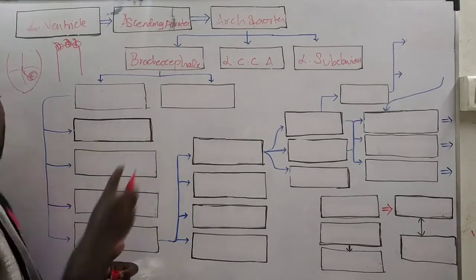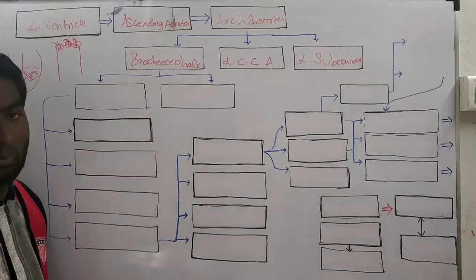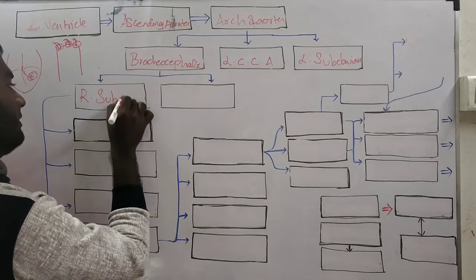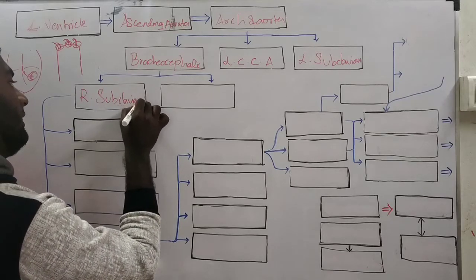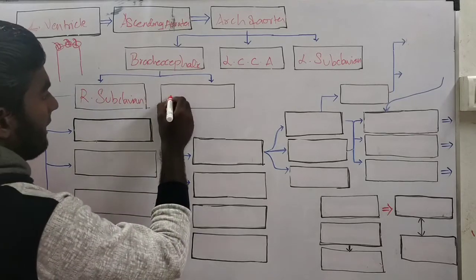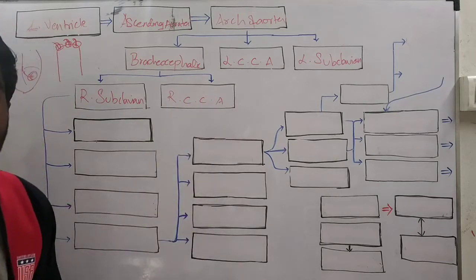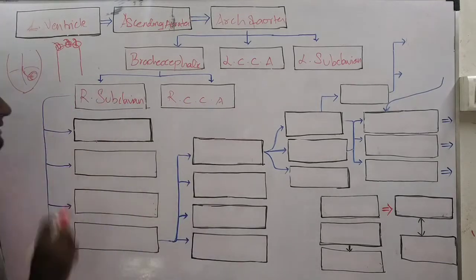From the brachiocephalic artery, it further divides into two branches: the right subclavian artery, and next, the right common carotid artery. From the right subclavian artery, it gives four branches of arteries.